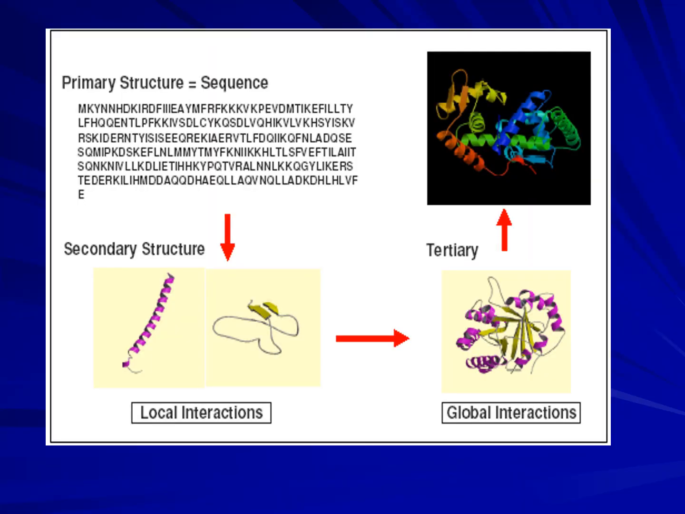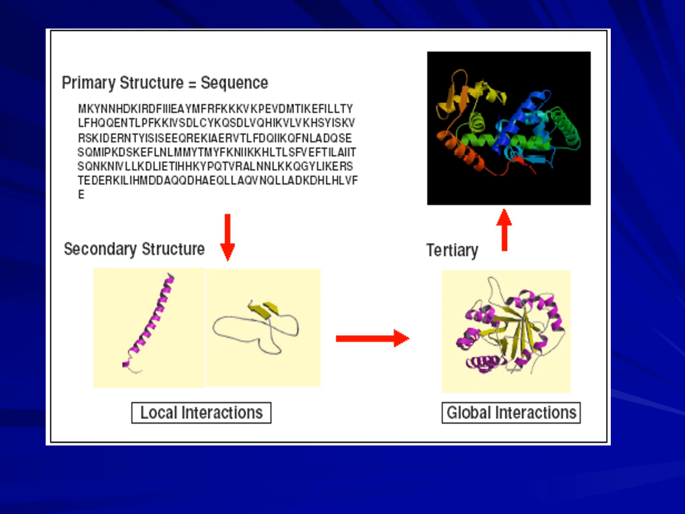Now, structural information. The protein structure can be predicted by using different software. Here is, we can say, an at-a-glance view of how a protein sequence is converted into a protein structure. The primary sequence is called the primary structure.